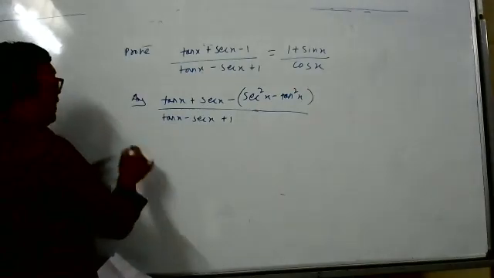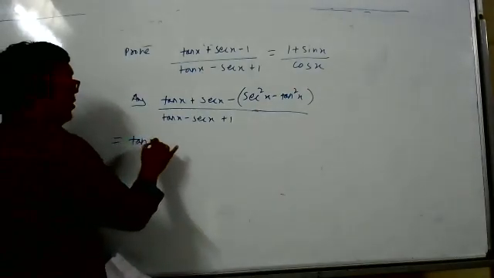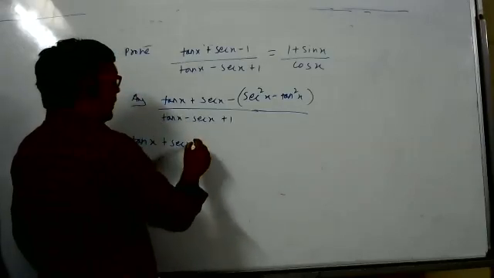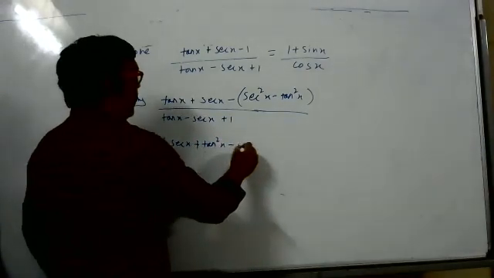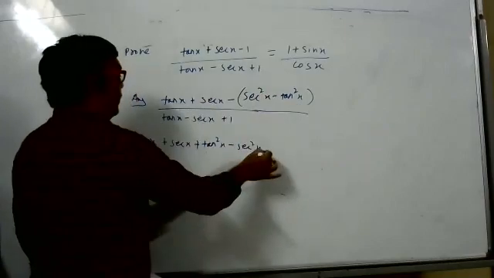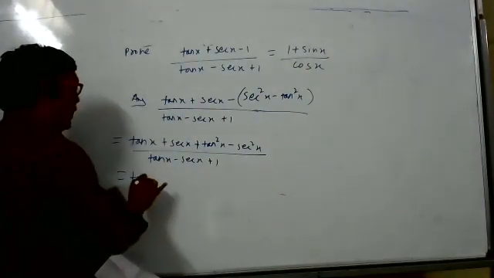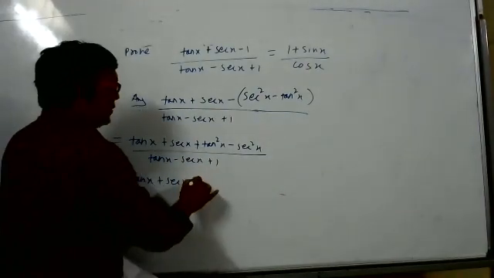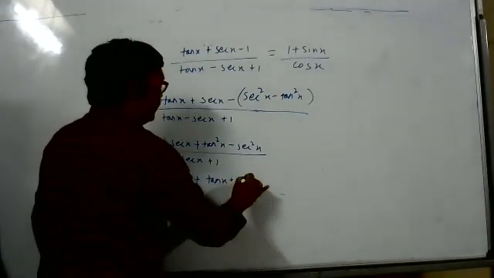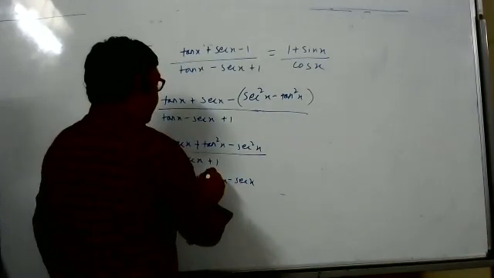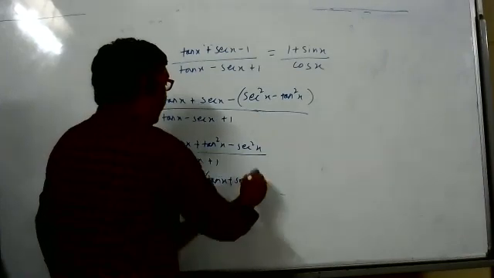Anybody has doubt till here? Now what we can do, we can use identity. Which identity? A square minus b square. Or we can open the bracket. That is better. So this will become tan square x minus secant square x. Open the bracket. This will become positive, this will become negative, and then tan x minus secant x plus 1. In the numerator, I will use identity a square minus b square. So it will become a plus b and a minus b.